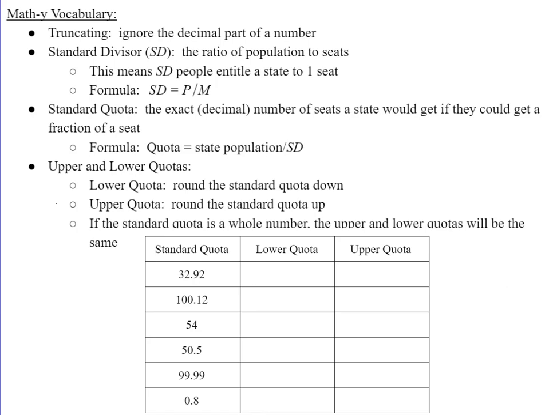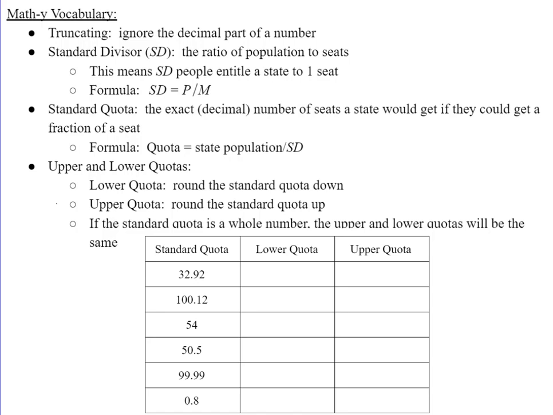The standard quota is the exact number of seats, including the decimal, that a state would get if they could get a fraction of a seat. So to find the standard quota, you take the state's population and divide by the standard divisor. Then we have the upper and lower quotas. The lower quota, you just take the standard quota and round down. The upper quota, you take the standard quota and round up. If the standard quota is a whole number, then the upper and lower quotas will be the same.